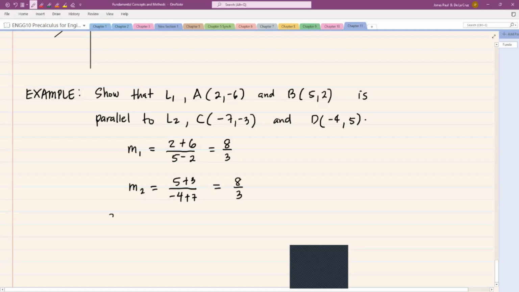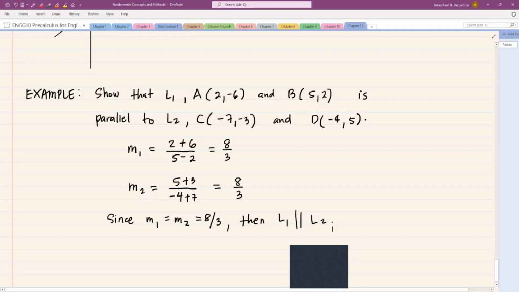Parehas sila, no? Since M1 is equal to M2, parehas sila ng slope, then L1 is parallel to L2. Okay? So, na-show natin that L1 and L2 are parallel. Okay?